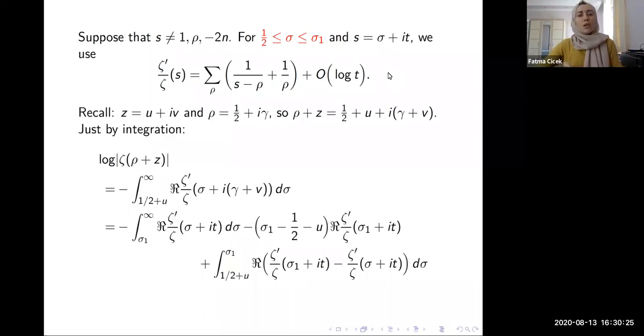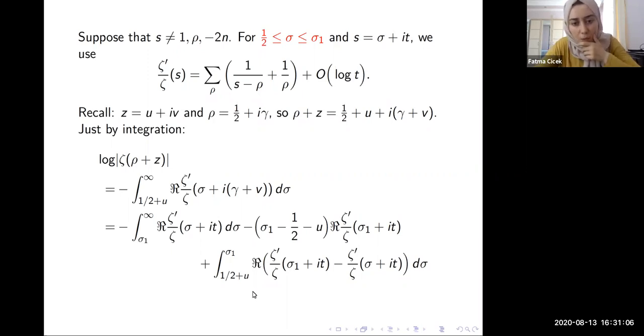And now we are ready to integrate the logarithmic derivative and obtain an approximation for the real part of the logarithm at rho plus z. So the first step is this. You can integrate from 1 over 2 plus u to infinity. The reason for that is zeta at infinity approaches 1. And in the second step, we separate the integral from sigma 1 to infinity and then from 1 over 2 plus u to sigma 1. Observe that 1 over 2 plus u is the real part of rho plus z.